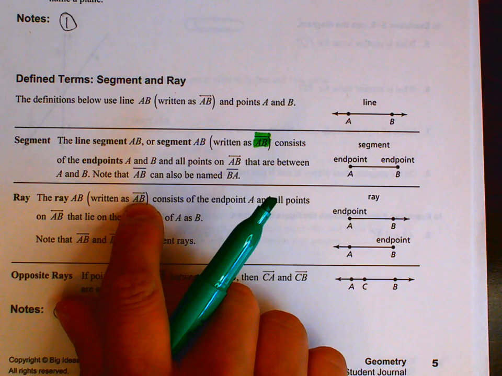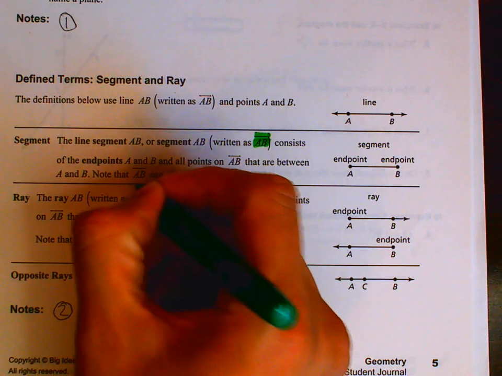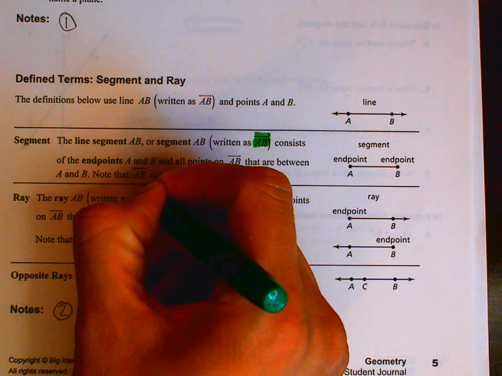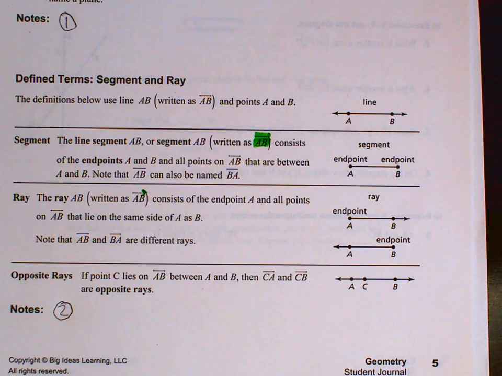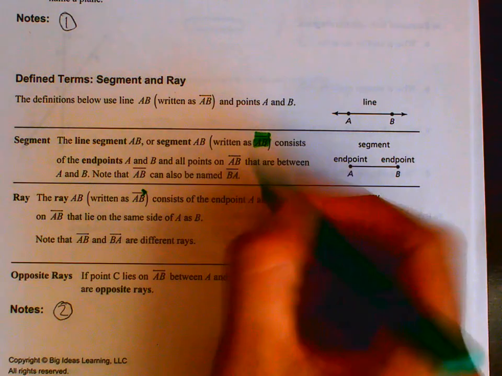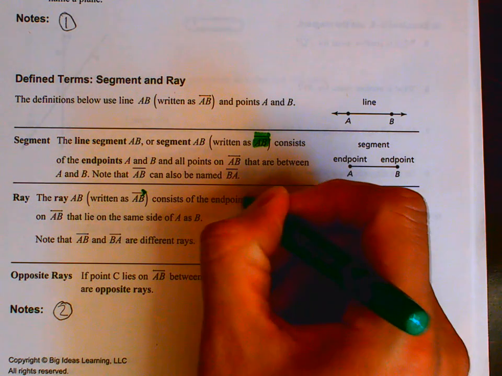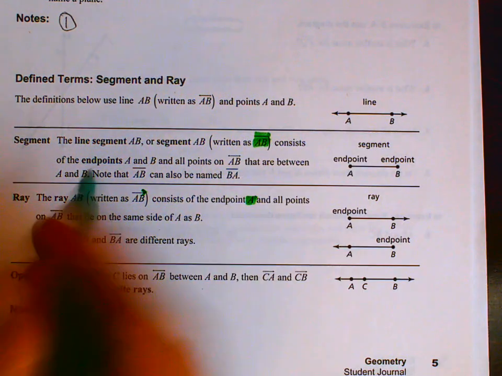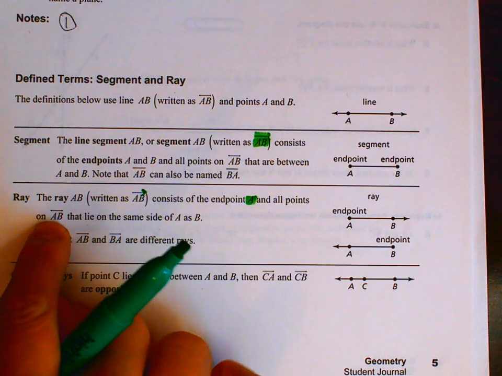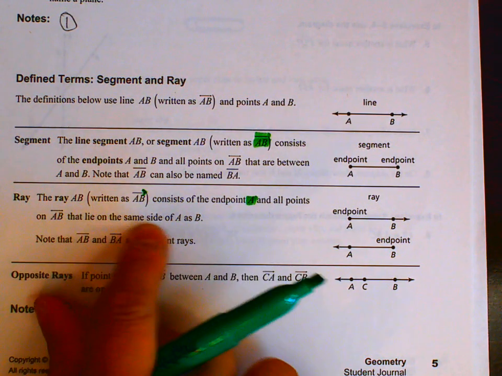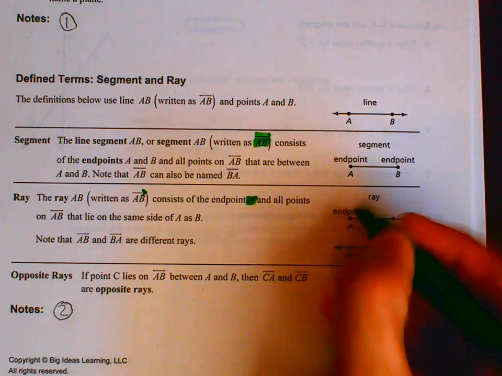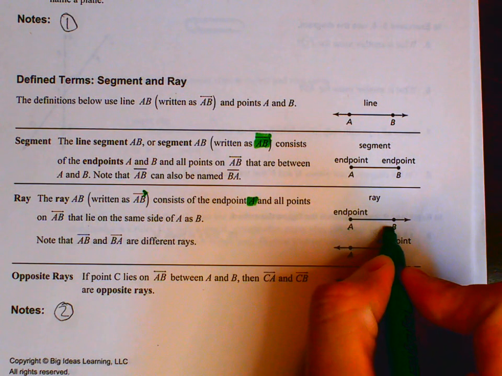Now I know it's kind of small here, but there's actually a small little arrow right above that B. It consists of the endpoint A, where there is no arrow, and B, where there is the arrow. So on AB, that's on the same line as A and B. For example, this is ray AB.